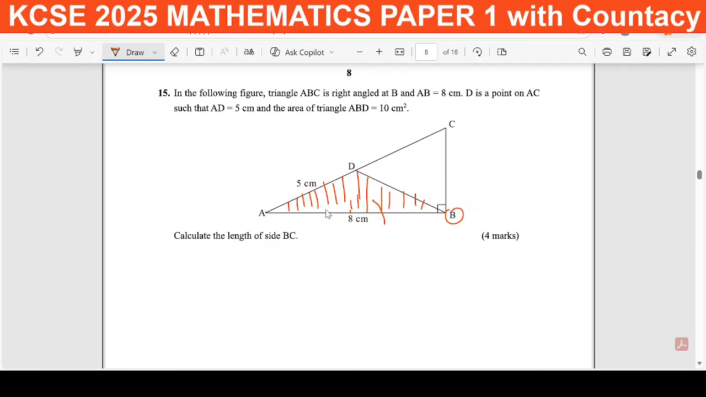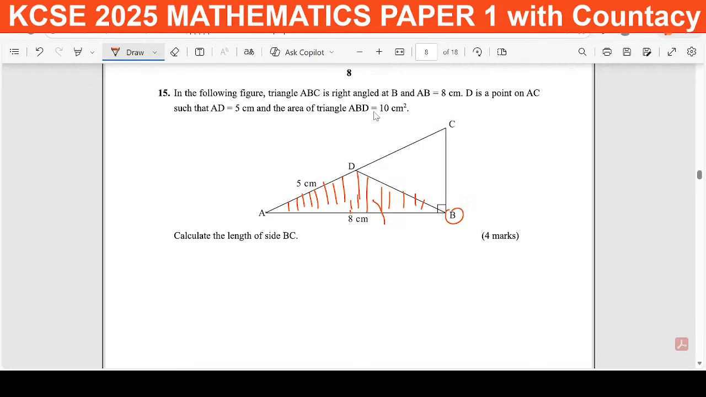So what you're really supposed to do is to first find out what we can calculate with the information that we have. Is there any side or maybe something that we can calculate using the information that we have? Because it is through that we'll be able to get the length of side BC, because it's not quite easy to calculate BC directly, but if we could get something extra from the information that we have, that extra element is what is going to help us to calculate the side BC.